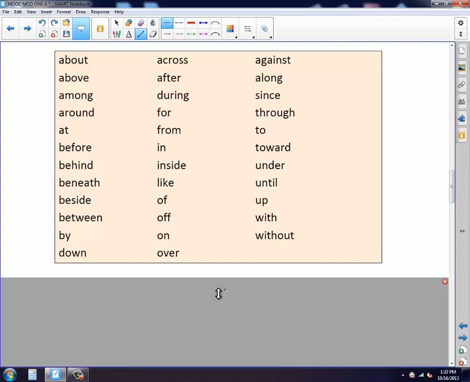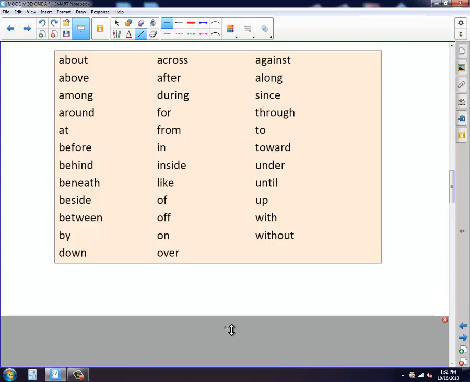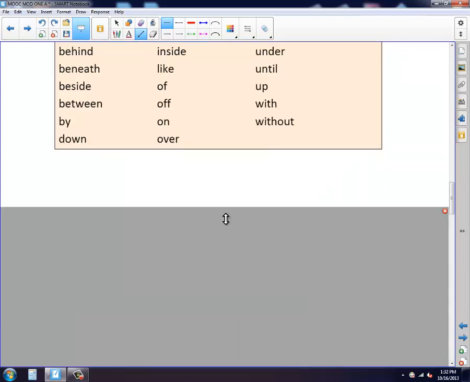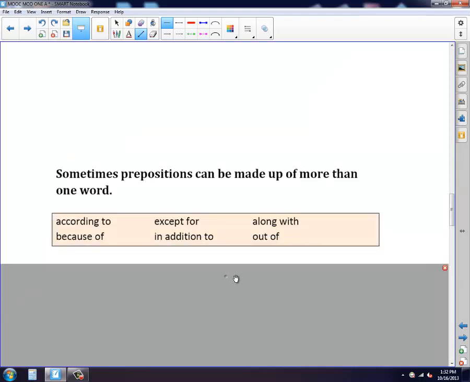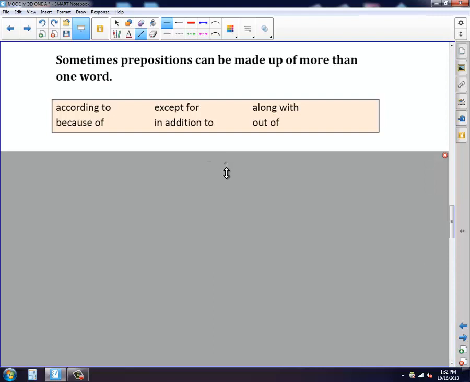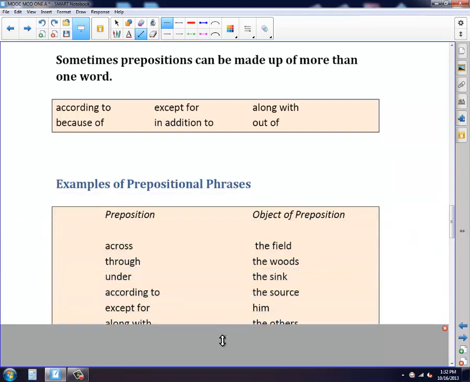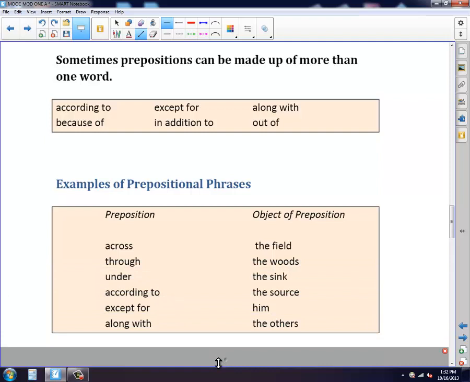Sometimes prepositions can be made up of more than one word. For example, according to, because of, except for, in addition to, along with, and out of. Here are some examples of prepositional phrases: across the field, through the woods, under the sink, according to the source, except for him, along with the others.